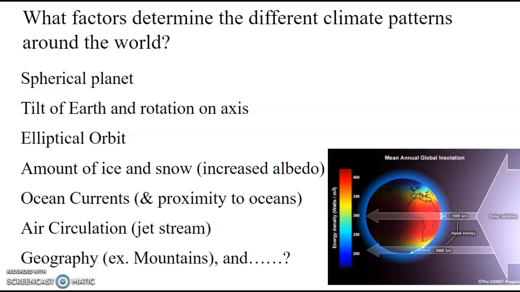So we have a spherical planet. It's tilted a little bit on its axis. It rotates on an axis. It has an elliptical orbit around the sun, so different times of the year we have more or less solar radiation. The amount of ice and snow differs on the globe depending on the time of year, and the snow and ice is a measure of whiteness or albedo. Ocean currents and how close an area of land is to ocean current influences would be a factor.